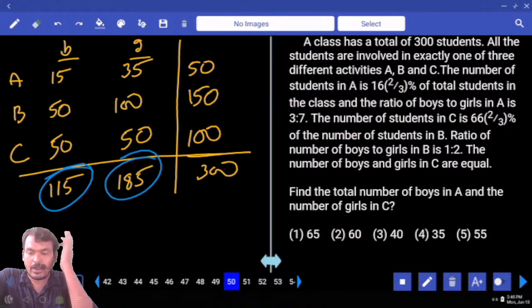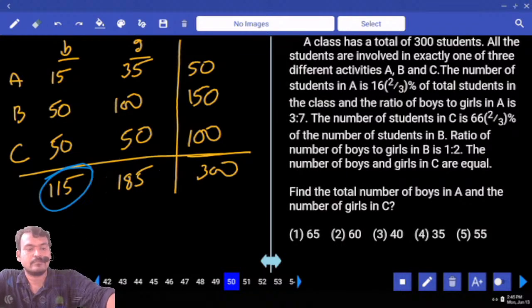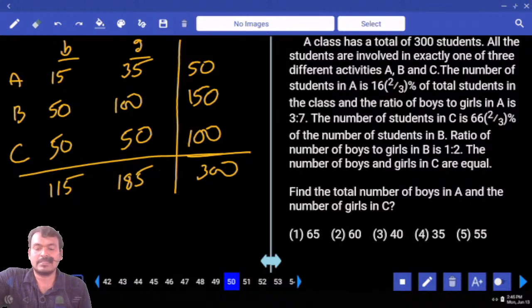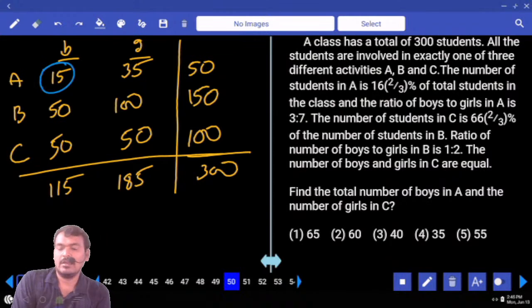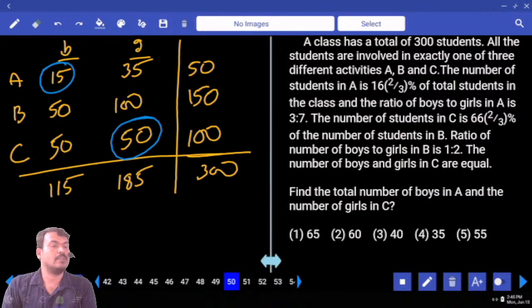Next question number 50. Find the total number of boys in A, number of girls in C. Boys in A means how much? 15. Girls in C 50. Total 65. Which option? First one.